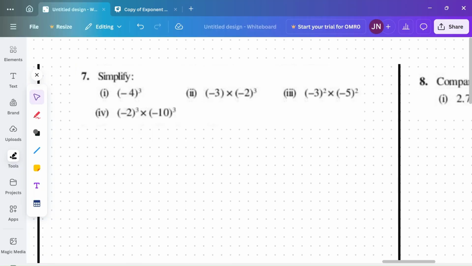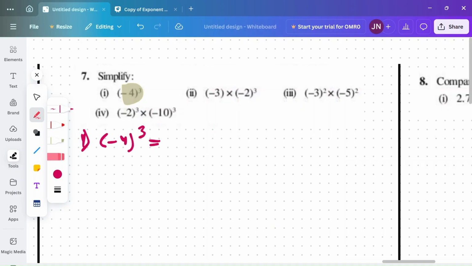Now, these are a little different. Again, the concept remains the same. The only difference is that there is a minus sign along with the number. And remember that this minus sign is inside the bracket, okay? It's not outside. So you have to apply the same concept on the sign also. So how will we write this? Negative 4 times negative 4 times negative 4 times negative 4.